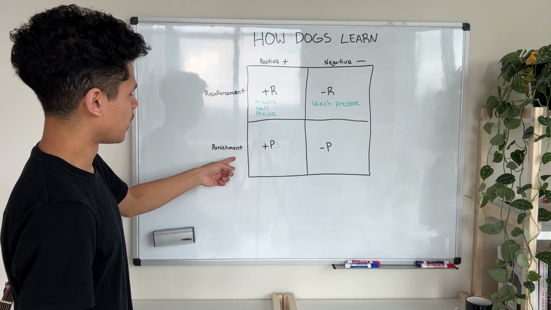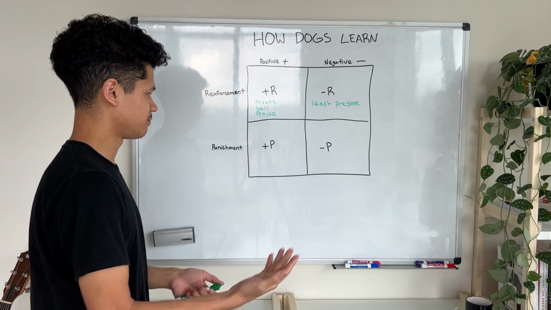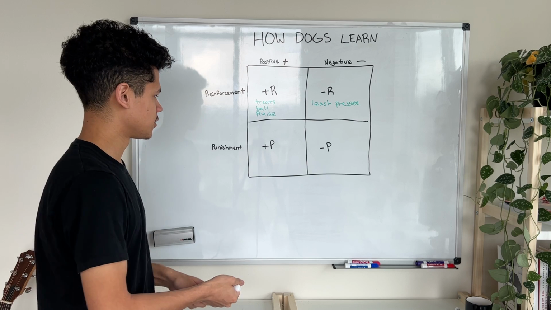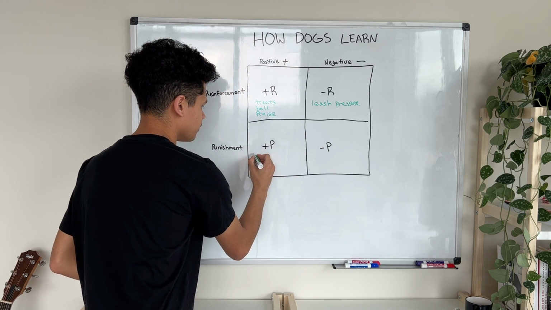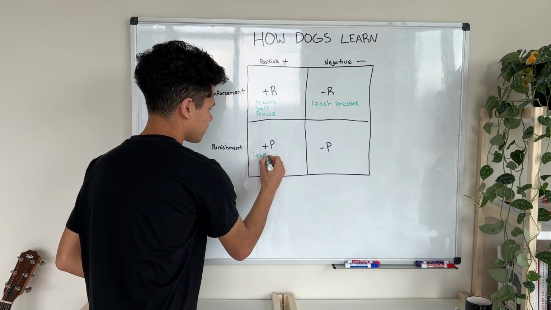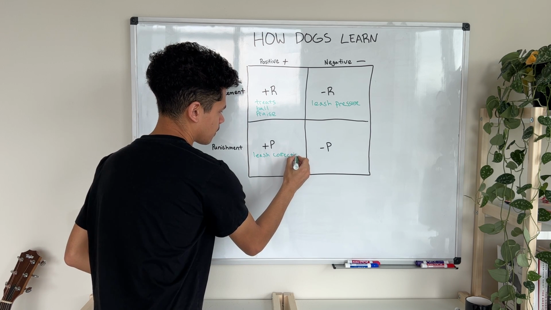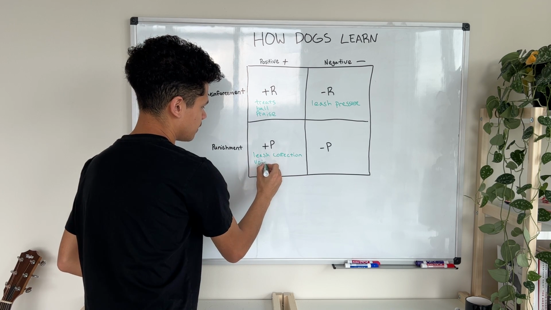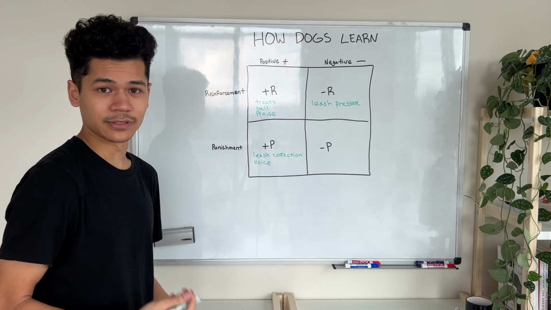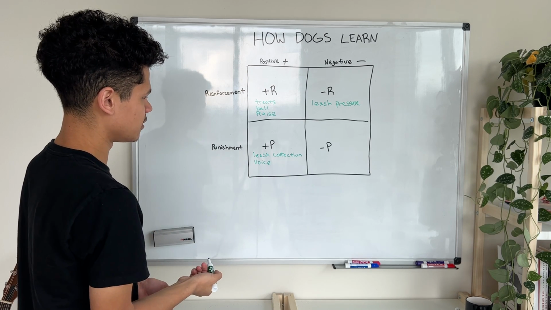And then positive punishment is when you're adding something to the equation because you want the behavior to decrease. So for positive punishment, this would be adding something. It could be a leash correction. It could be your voice. You add something, you say no, right? And that would be positive punishment.